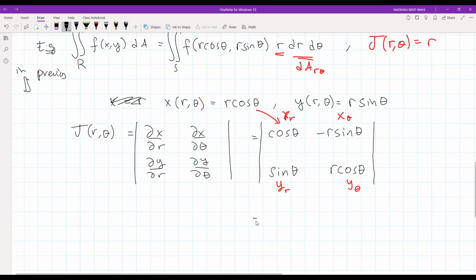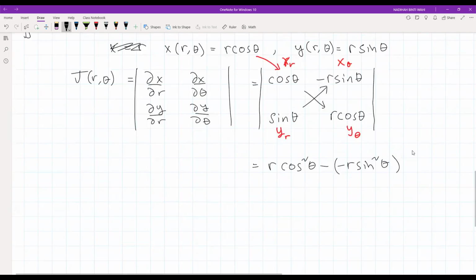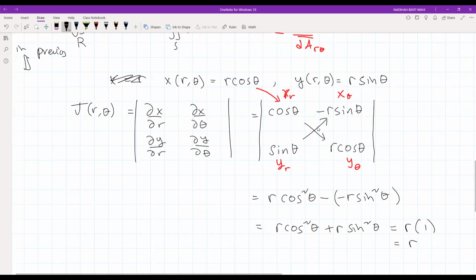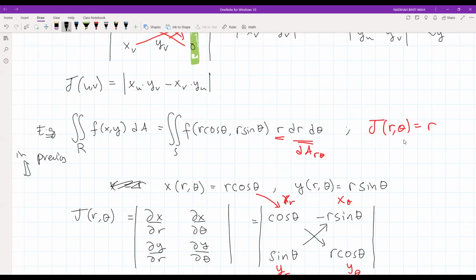Okay, let's solve this. So this is equals to r cosine, so this is multiplied by that one. So r cosine squared theta minus r sine squared theta. Because multiply that one. Okay, so now it becomes r cosine squared theta plus r sine squared theta. So this is just r times 1. So this is just equals to r. So we can see that this is the same thing as what we anticipate before. So the Jacobian in polar coordinate is just r.